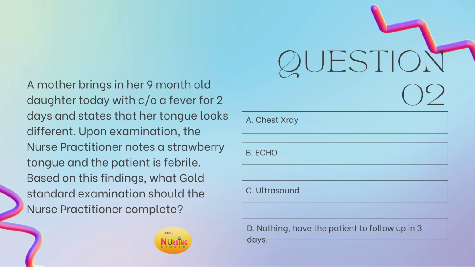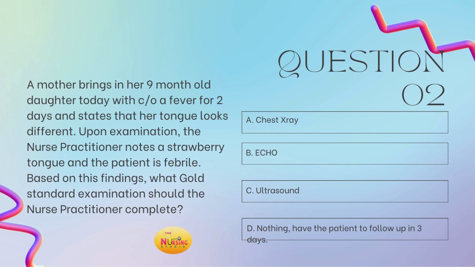All right, so the stem of the question states, based on these findings, what gold standard examination should the nurse practitioner complete? Again, we need to think of the assessment and the diagnosis so that we can think of how to evaluate this particular finding, right? So the mother brings in this patient, her daughter, who is 9 months old. She complains that she's been having fever, and the tongue looks different. The nurse practitioner assesses the tongue, notes it's a strawberry tongue, notes she has a fever.